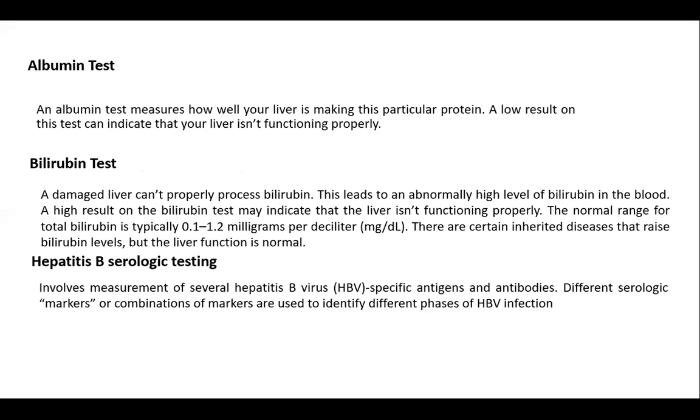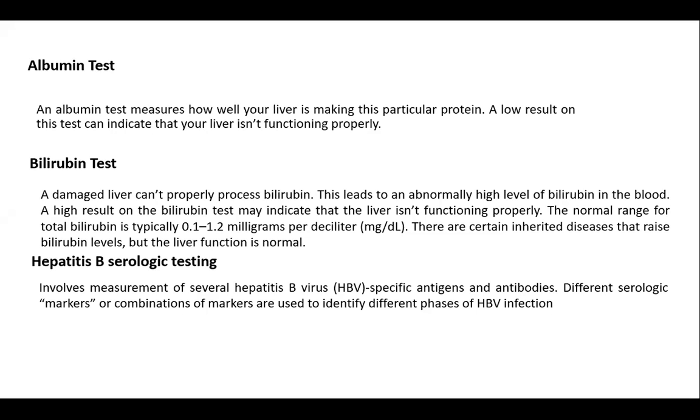And the albumin test measures how well your liver is making this particular protein. A low result on this test can indicate that your liver is not functioning properly. And for the bilirubin test, a damaged liver can't properly process bilirubin, and this may lead to an abnormally high level of bilirubin in the blood. A high result on the bilirubin test may indicate that the liver is not functioning properly.